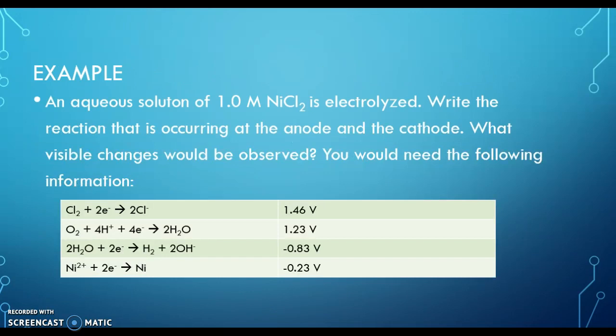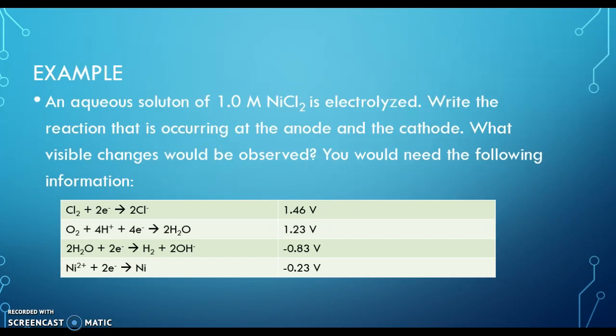So here's an example of that. So if we have, instead of molten nickel 2 chloride, an aqueous solution of 1 molarity nickel 2 chloride being electrolyzed, we want to write the reaction of what is occurring at the anode and the cathode, and we want to also talk about the visible changes that we would see. So we need the following information, which is the reduction potentials for each one of kind of the 4 possible changes that occur here. So we still have the chloride and the nickel, but we also have the water involved.